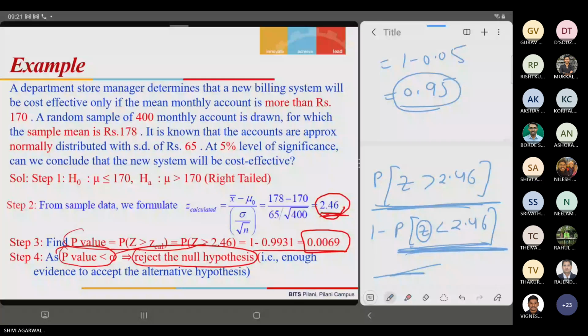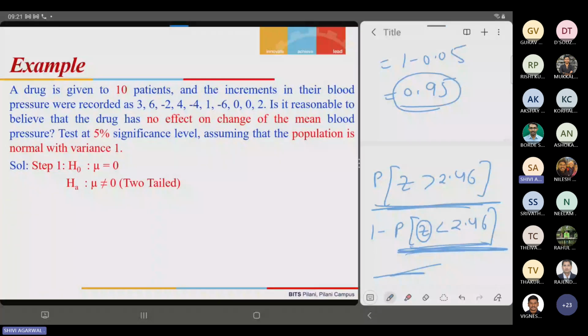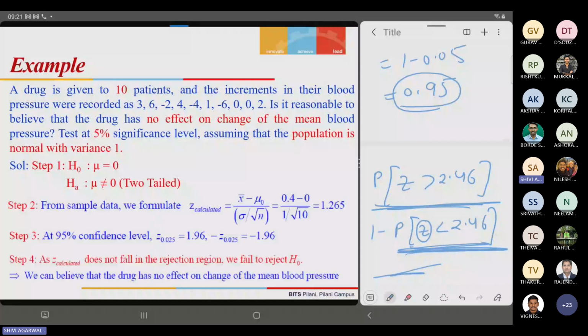Okay. Next is the third question. Just go through this, the third question again. It is a two-tailed problem. And you can do it for the p-value also. I am just taking a break. Okay, just go through this slide. After that break, I will explain it. Please do it on your own.